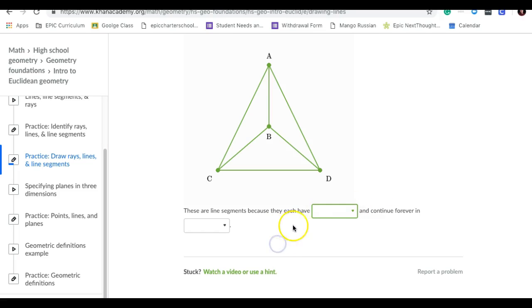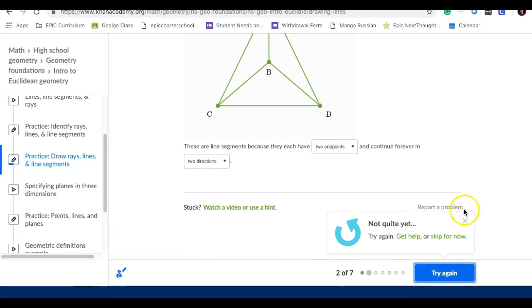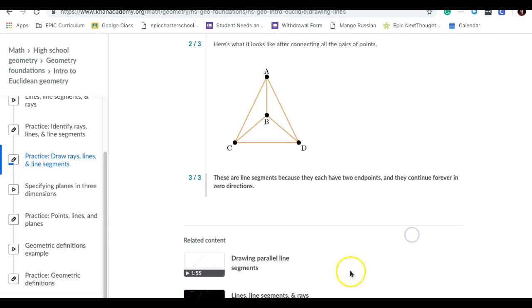And these line segments are segments because they each have two endpoints. Now I'm going to put in an incorrect answer, one that continues forever, and I'm going to put two directions just to show you what it does. Okay, it shows me that I missed it. We can either, and this is what I like, get help.